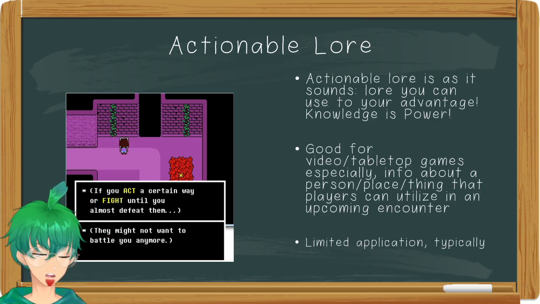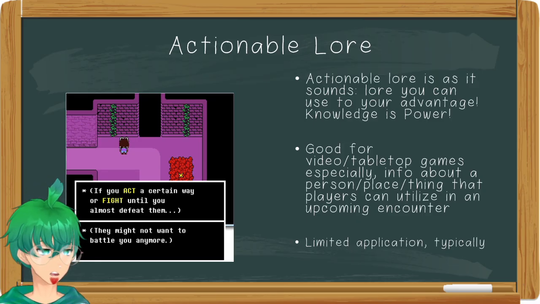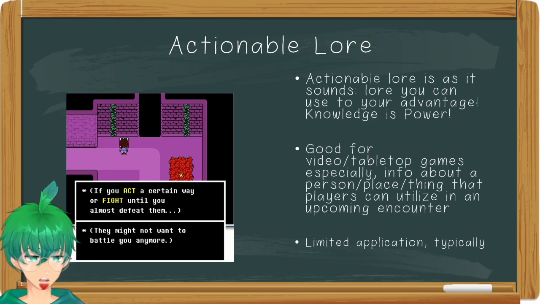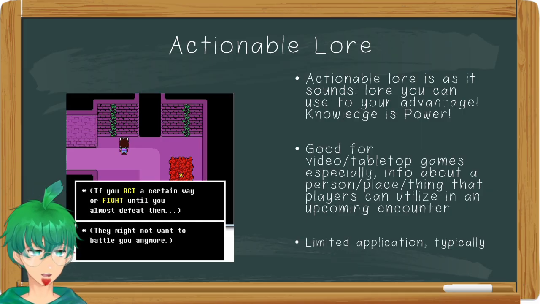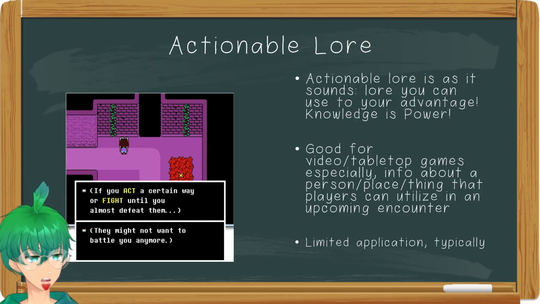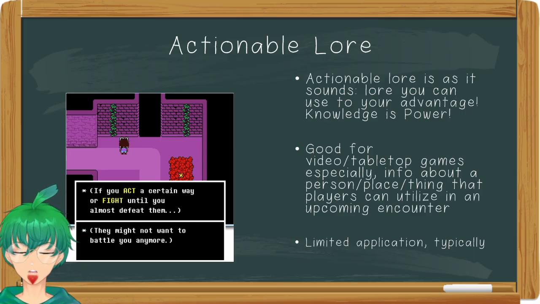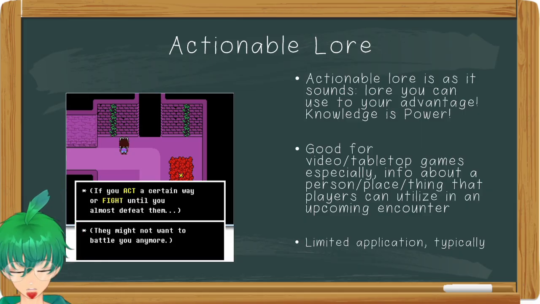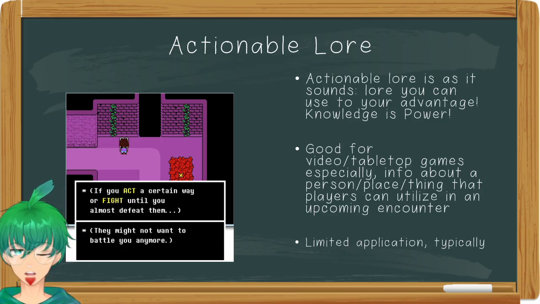In this specific instance, we have this information that if we fight a monster until they're low on health, or if we act a friendly way towards them, they will be more reluctant to fight us, and then we can spare them instead of killing them outright. And that is actionable lore. It's good for video games, it's good for tabletop games, basically places where you can use information and change the outcome of an upcoming encounter or something like that.